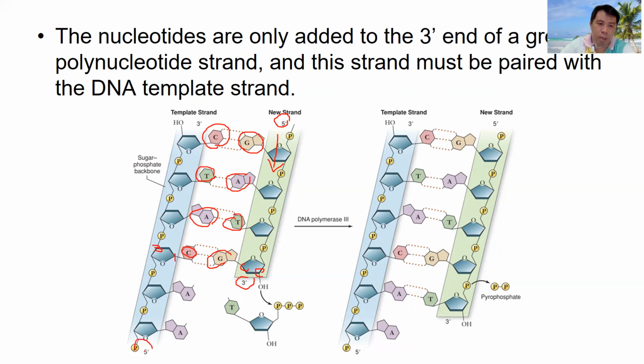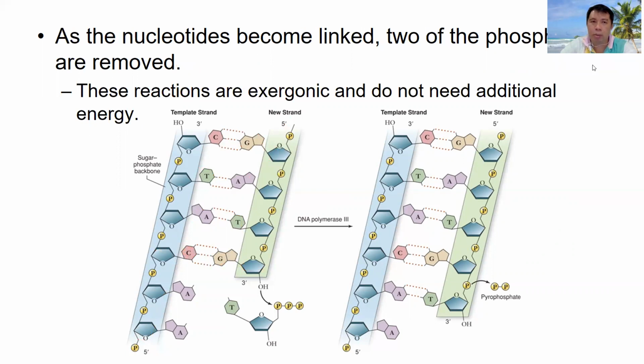So here is 5' to 3', in the opposite direction. Why like this? Later it will be discussed. So from here, as you see, the 2 phosphate groups are removed. So this process is an exergonic reaction. They do not need additional energy because the release of the 2 phosphate groups, the pyrophosphate, will supply energy to form the phosphodiester bond.